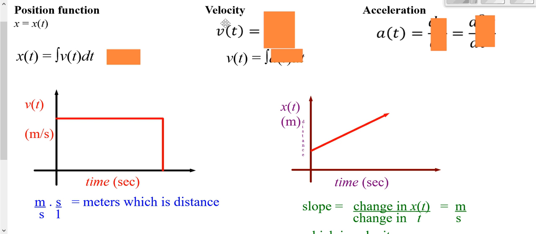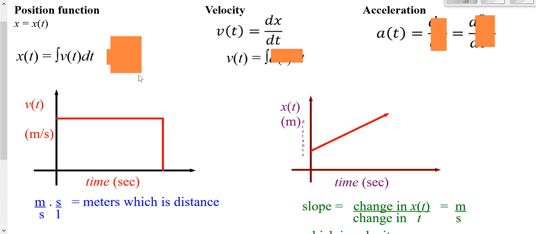Now, if you're dealing with velocity, we can get velocity from looking at your distance. Remember, looking at your distance, you go change in y over change in x when you're looking at your slope, which would be meters per second. So your velocity is the derivative of your distance. The integral of your velocity is distance.